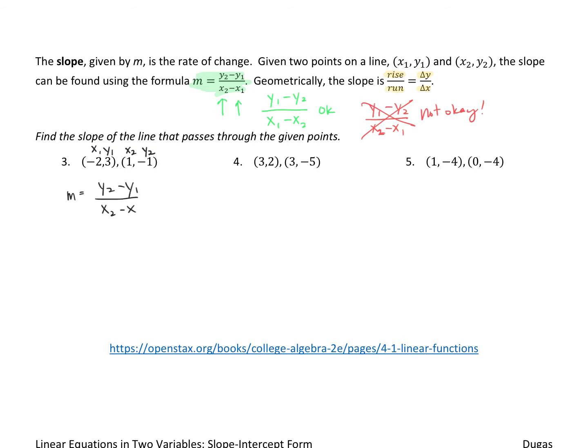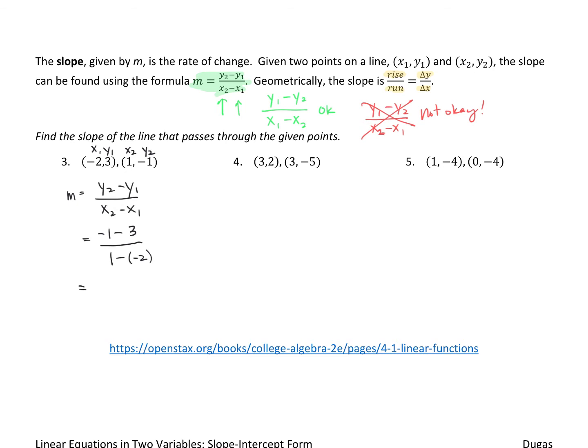So I'm going to do the 2's first, but remember it doesn't matter as long as you're consistent with where the 2's go and where the 1's go. So y2 is -1 minus y1 is 3. x2 is 1 minus x1 is -2. So the minus comes from the formula, and then the x1 is a negative as well. So we have two negatives there.